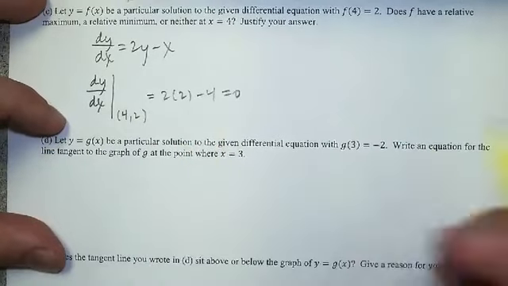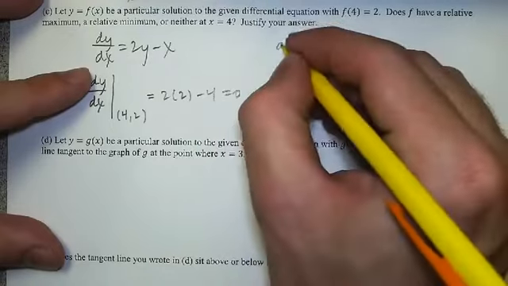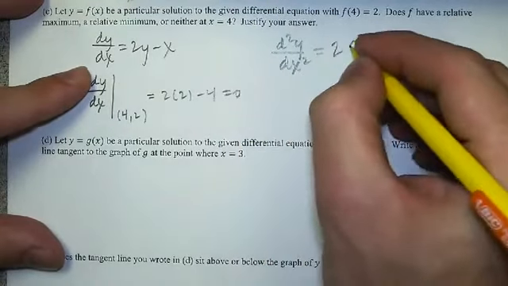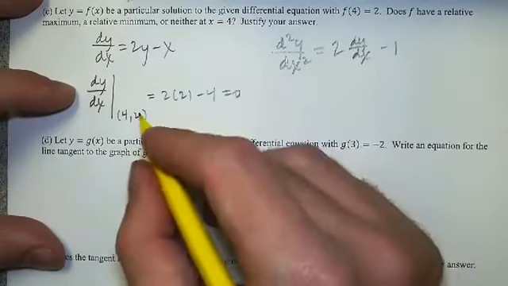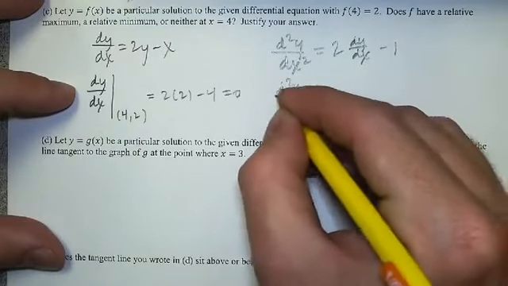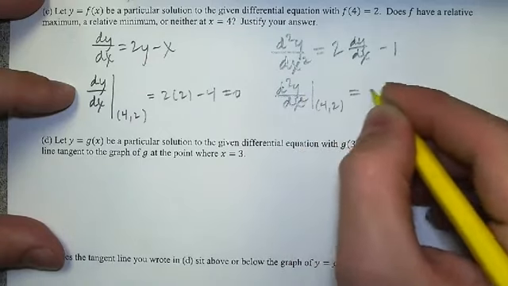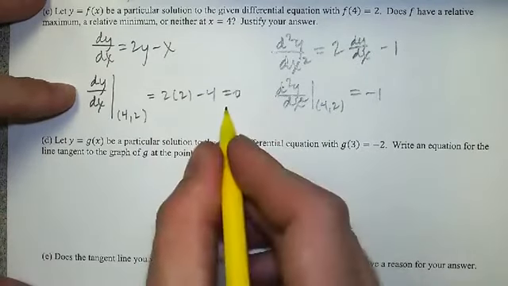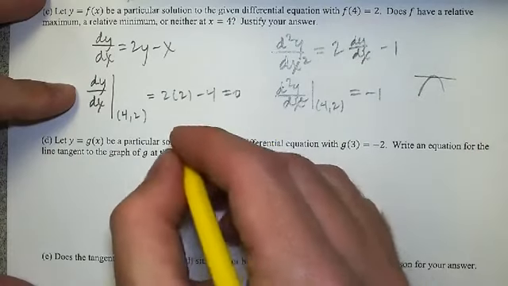Okay, if we have a 0 slope, that means we potentially have a maximum or a minimum. We would need to look at it. Well, in this case, the second derivative is 2 times dy/dx minus 1. I like this form better because I know what dy/dx is at 0. So at the point (4, 2), that's going to be equal to -1, because 2 times 0 minus 1. So since the derivative is 0 and the second derivative is negative, I am flat while concave down. That is a relative maximum.